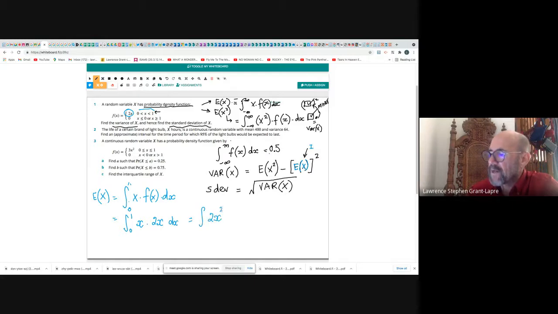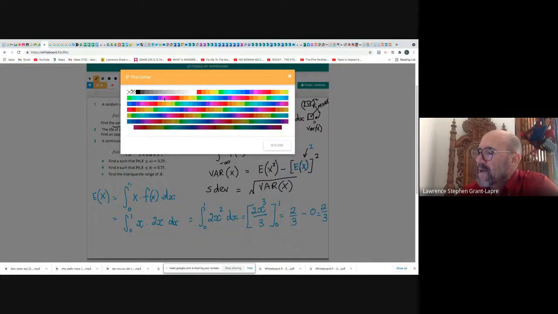2x squared from 0 to 1. So we integrate, that would be 2x cubed over 3 from 0 to 1. So we substitute 1 in and we get 2 over 3. We substitute 0 in and get 0. Okay, so that is our expected value of x. Good.